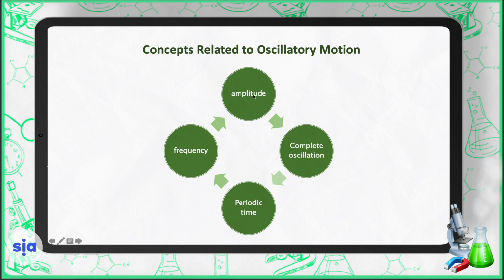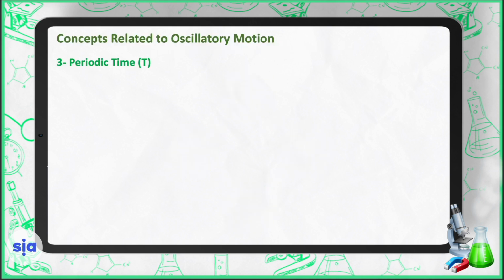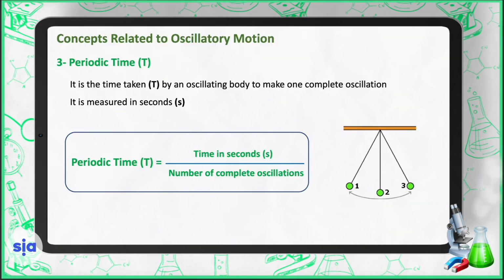We already discussed the amplitude, the complete oscillation, and now the periodic time. From the title, periodic time, it is the time taken for an oscillating body to complete one complete oscillation. And of course, it is measured in seconds. Here is the equation. Periodic time equals time in seconds divided by the number of complete oscillations.